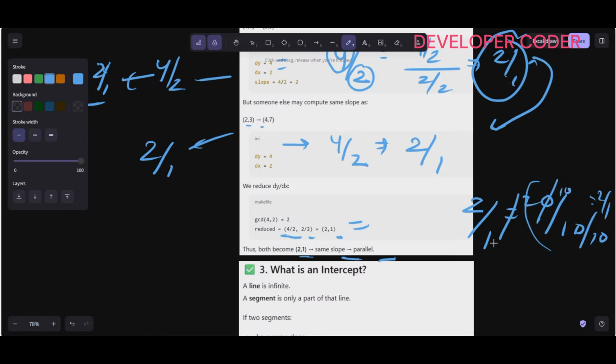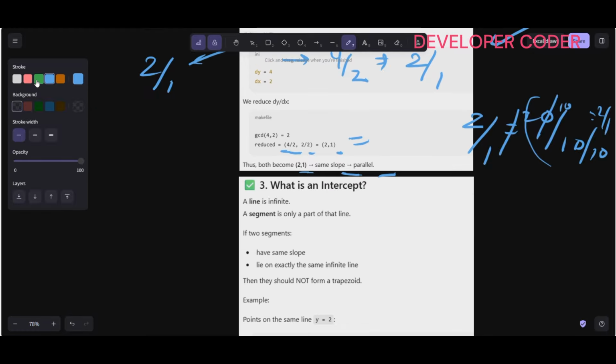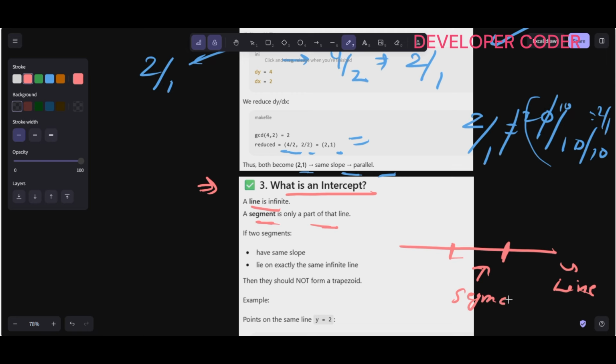Okay, now next question, what is this intercept? A line is infinite. A segment is only a part of that line. A line is infinite, and a segment is only a part of that line. So if two segments have the same slope, they lie on exactly the same infinite line. Then they should not form a trapezoid.